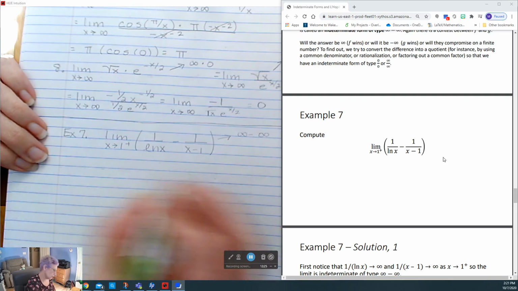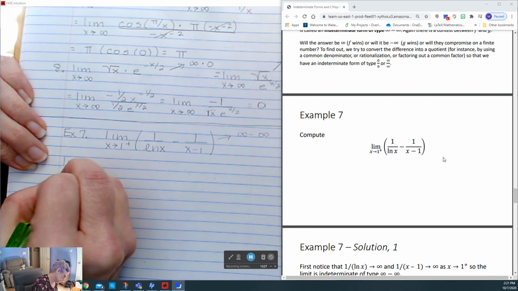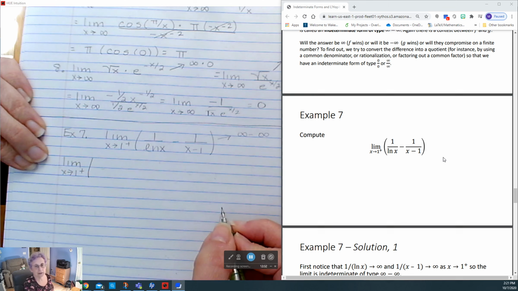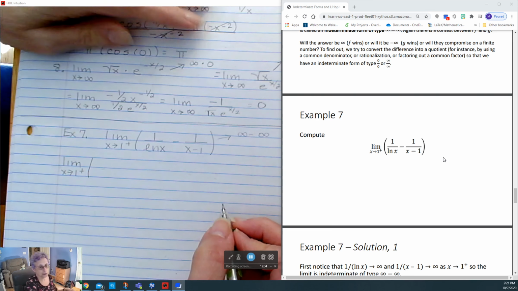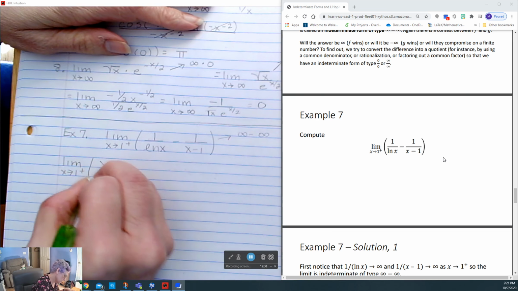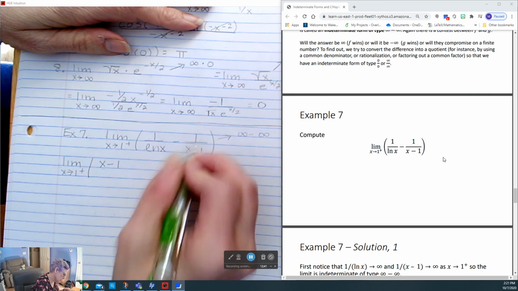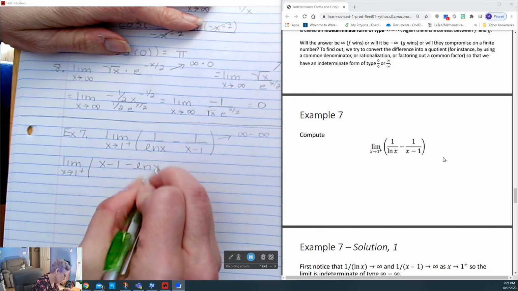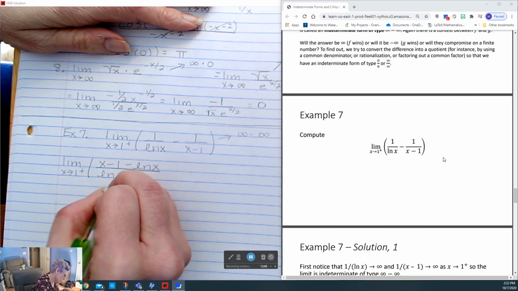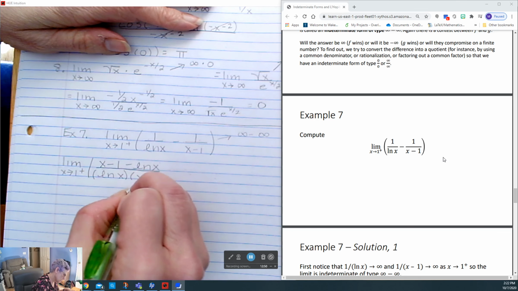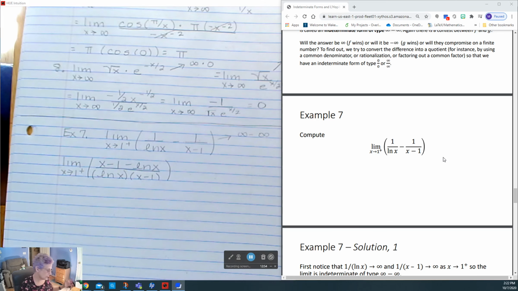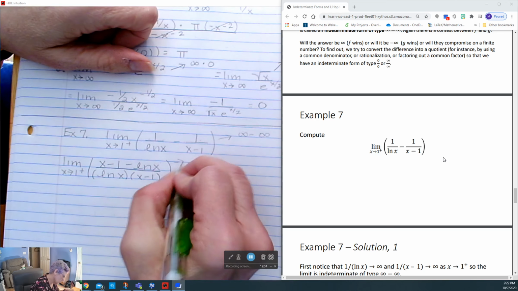So let's get a common denominator. Luckily, they both just have 1s in the numerator. Makes it super easy to get the common denominator. We multiply this term by x minus 1. We multiply this term by the natural log of x. And then down below, we have the natural log of x times x minus 1. Now what happens when I plug 1 in?